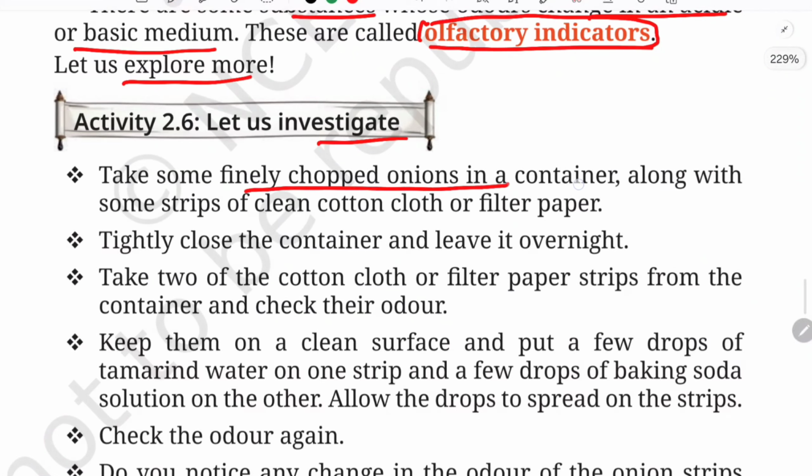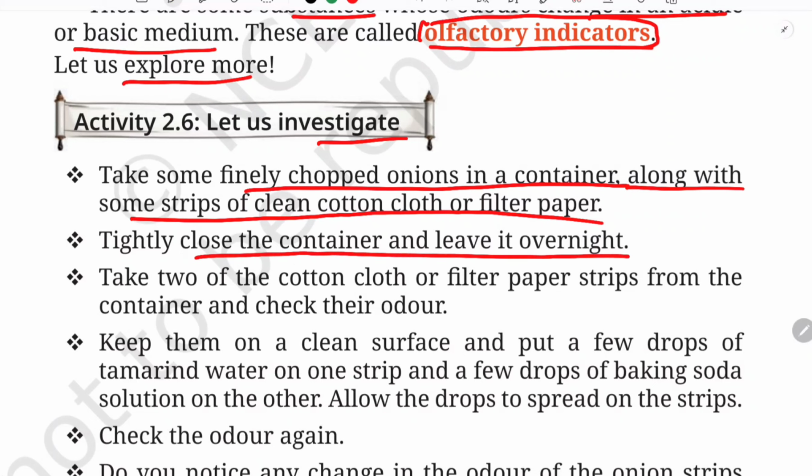Take some finely chopped onion in a container, along with some strips of clean cotton cloth or filter paper, whichever is available to you. After that, what you have to do? You have to tightly close the container and leave it overnight, and then take two of the cotton cloth or filter paper strips from the container and check the odor.